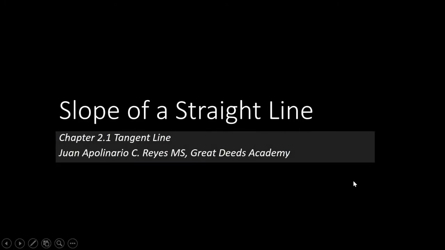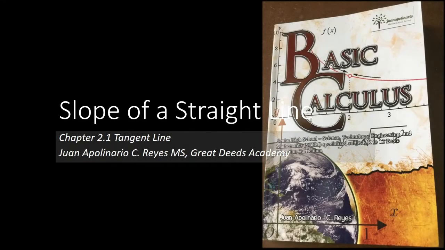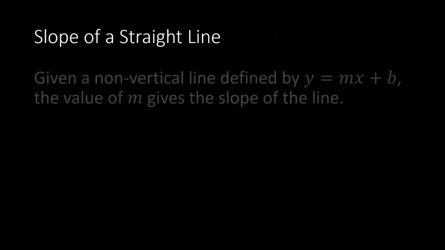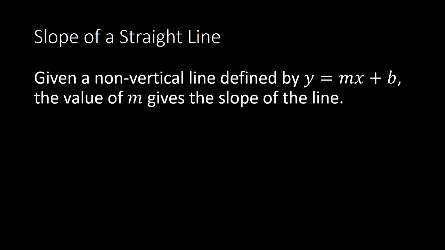Slope of a straight line. Given a non-vertical line defined by y is equal to m times x plus b, the value of m gives the slope of the line.